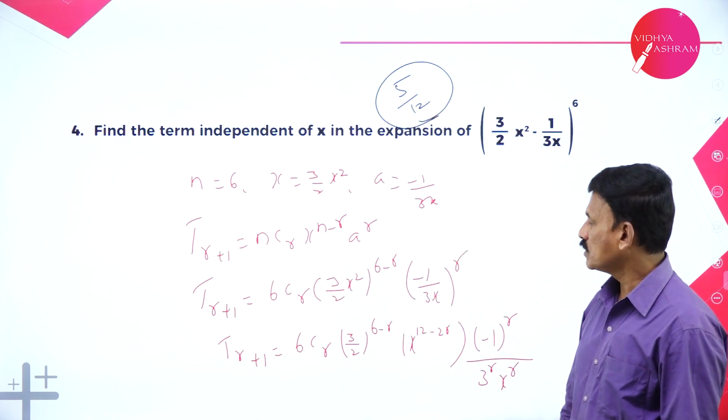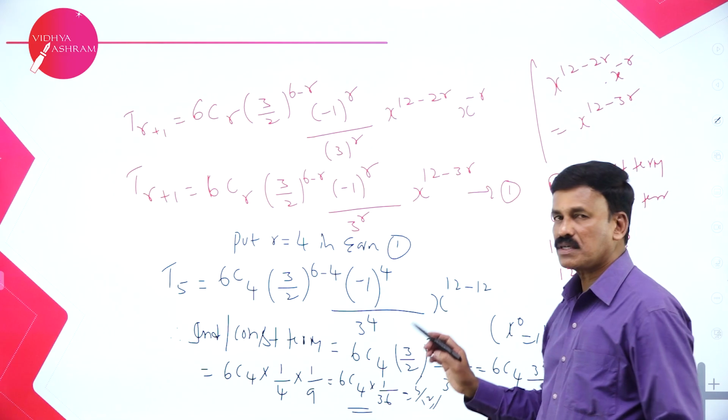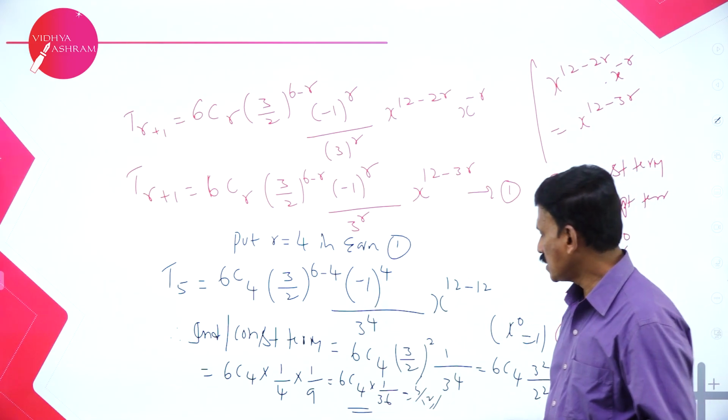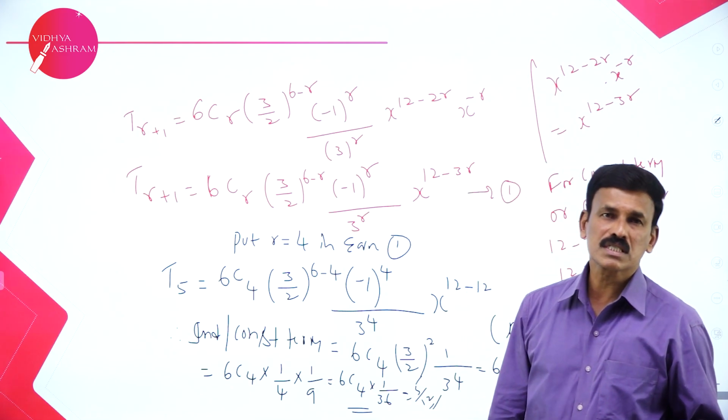That's it. Hope you follow. Just find out the value of r. For that, equate the power of x to 0. You will get r, substitute, and you will get the answer. This is how we are going to solve this type of problem.